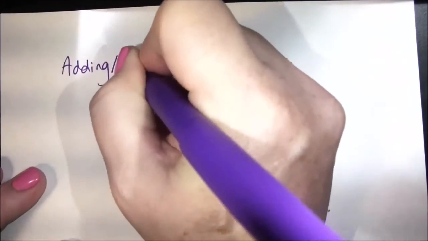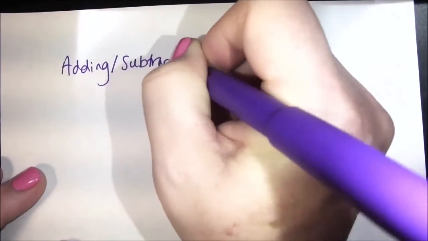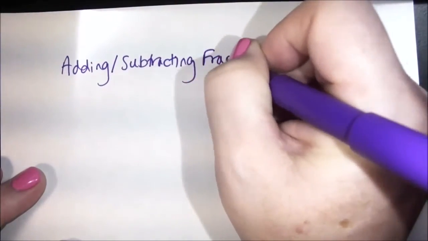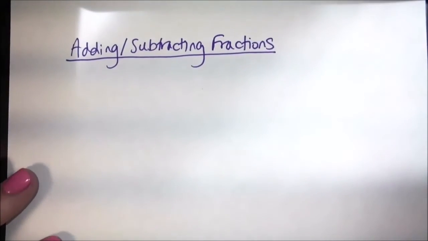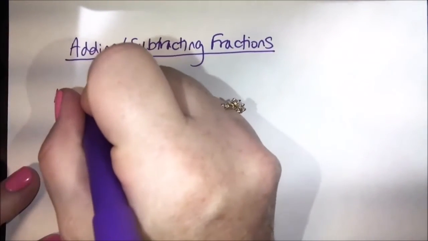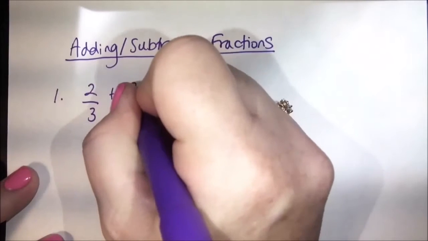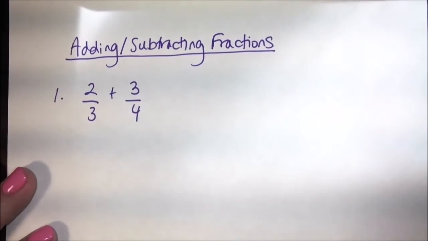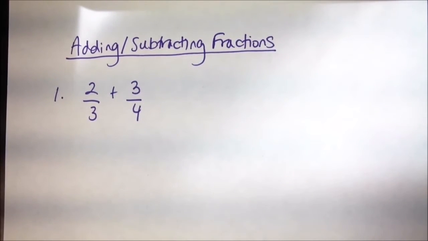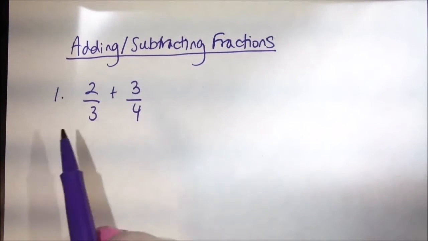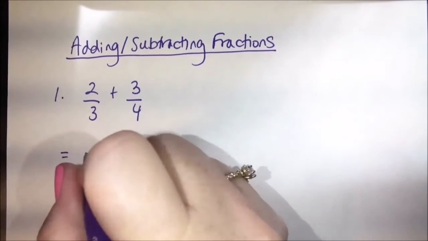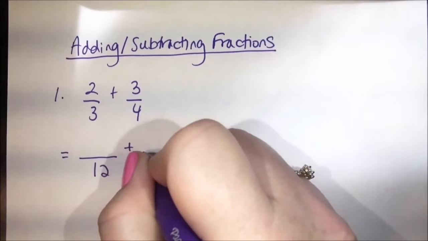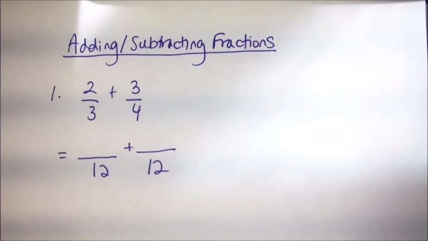If we're adding and subtracting fractions, we need to have a common denominator. So let's give an example here. If we have 2/3 plus 3/4, we have to look at those two fractions and ask what common denominator we could use. Well, we could use 3 times 4, and 3 times 4 is 12. So we'll put them both over 12.